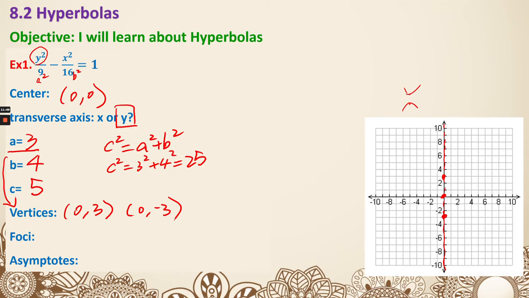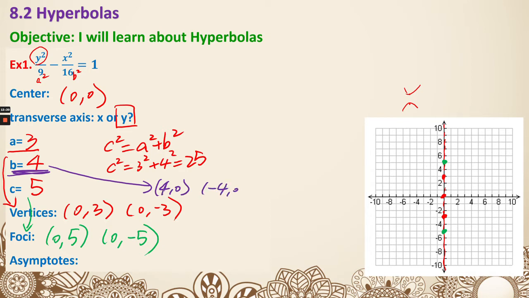Foci, well, that is going to be using the c value. So that is also going to be on the transverse axis, so it has to be 0, 5, and 0, negative 5. Okay, now I have my a values and my c values. Of course, I still need my b value so I can generate the rectangle. My b value is a 4, so my co-vertices would be 4, 0, and negative 4, 0. So 4, 0, and negative 4, 0 will be here. I can actually draw my rectangle.